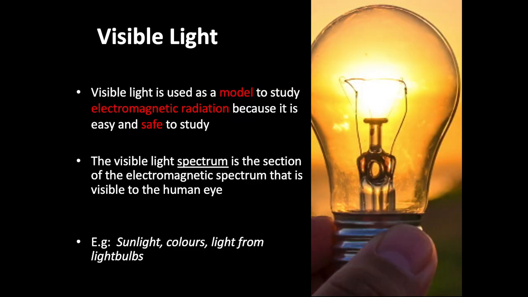Visible light we use as a model to study all of the other parts of the electromagnetic spectrum because it's safe and easy to study. Lots of the models that we're going to discuss work with different sectors of the electromagnetic spectrum, but we're going to focus on visible light specifically, because it's the safest and easiest to study. It's not going to cause cancer or very harmful radiation. The visible light spectrum is the section of the electromagnetic spectrum that is visible to the human eye. So it's the part that I can see. We're talking about sunlight. This is the reason you can see color and light from light bulbs.